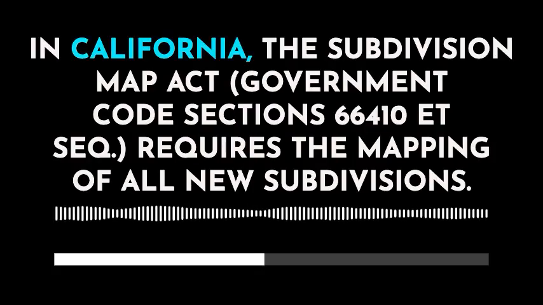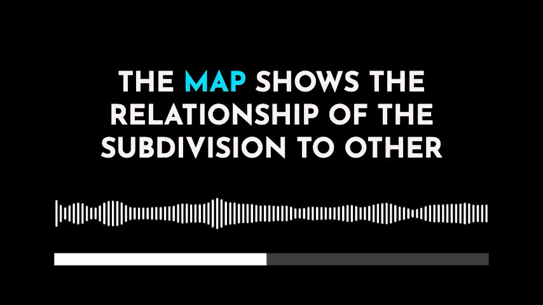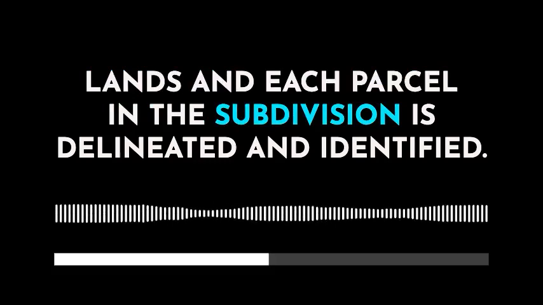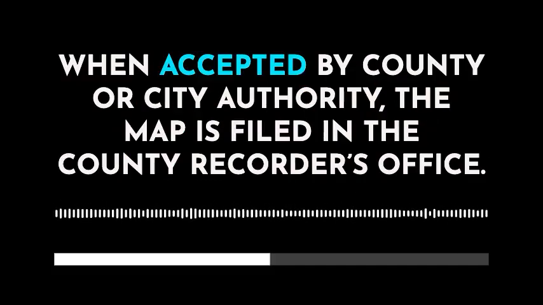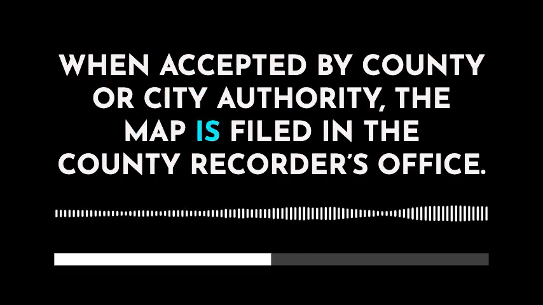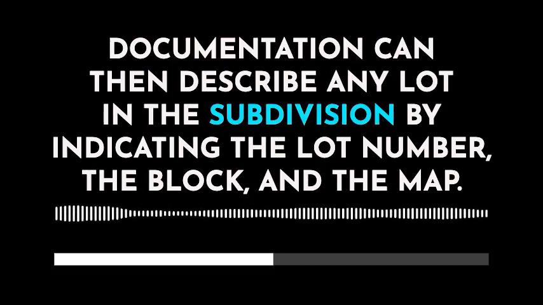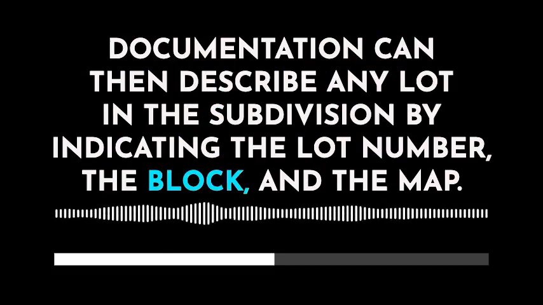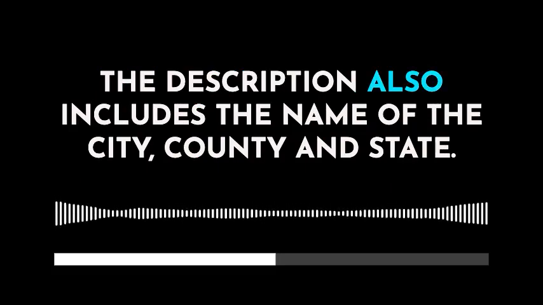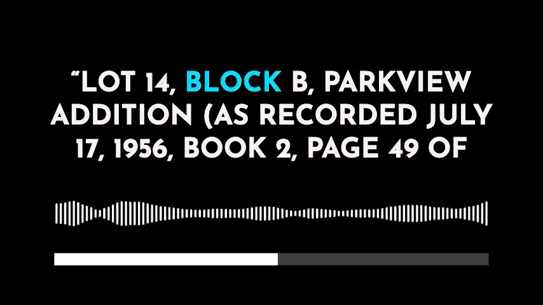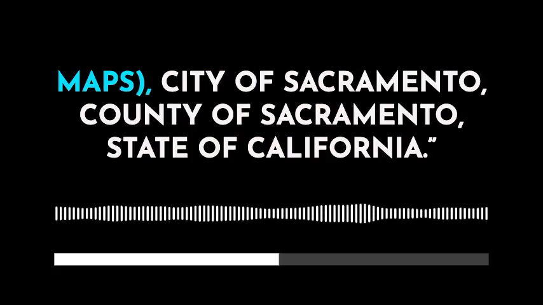Recorded map. In California, the Subdivision Map Act requires the mapping of all new subdivisions. The map shows the relationship of the subdivision to other lands, and each parcel in the subdivision is delineated and identified. When accepted by county or city authority, the map is filed in the county recorder's office. Documentation can then describe any lot in the subdivision by indicating the lot number, the block, and the map. The description also includes the name of the city, county, and state. For example, Lot 14, Block B, Parkview Edition, City of Sacramento, County of Sacramento, State of California.